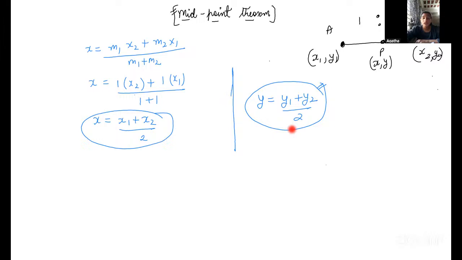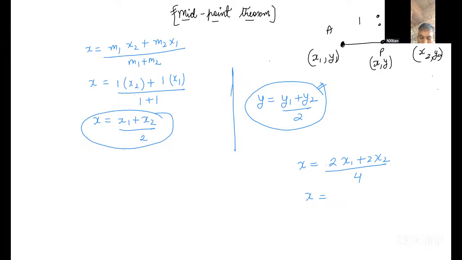Sir, what if m1 is not equal to m2? Then we will not apply the midpoint theorem. Then we have to put the formulas and the values. For example, if 2 x1 plus 2 x2 is there, and then it becomes 4, then also we can apply the same formula. If m1 and m2 are the same, we will apply the same formula.